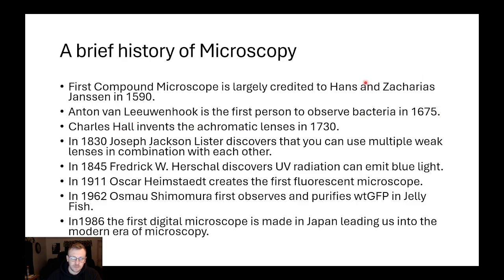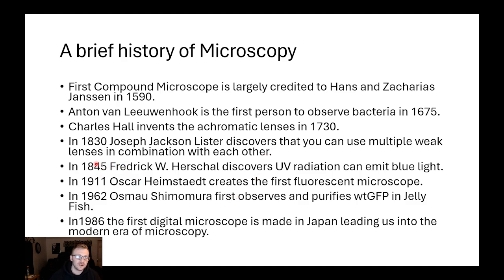So these early microscopes, these are all candle-based microscopes. So their light source is actually a camera that they put underneath the sample that illuminated through the sample. They are largely using just one single lens, and they were not a compound microscope like what we're used to today. In 1830, Joseph Jackson Lister discovered that you can use multiple weak lenses in combination with each other to generate more magnification without some of the conflicts that come from just doing it with a single lens.